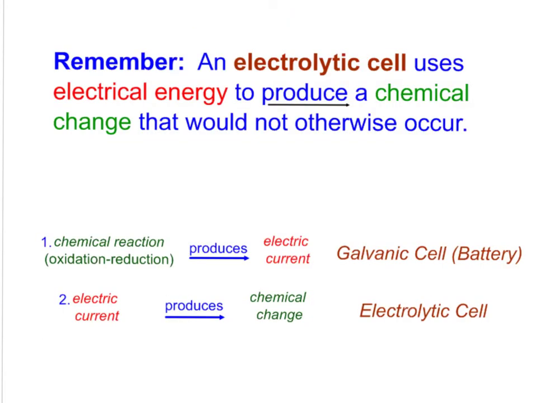Just to review here, remember an electrolytic cell uses electrical energy to produce a chemical change that would not otherwise occur. It's this situation right here. Our galvanic cells were using the chemical reaction to produce an electric current, such as in batteries. That pretty much sums up what we've been talking about for these last few sections.